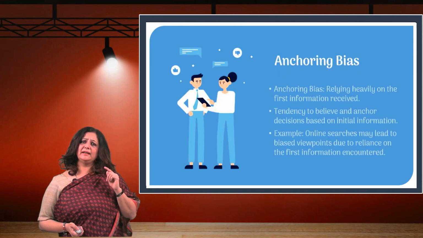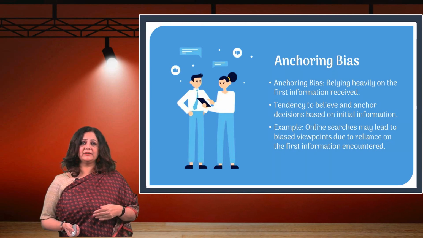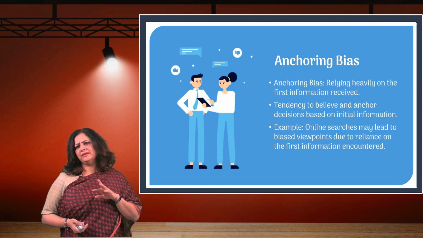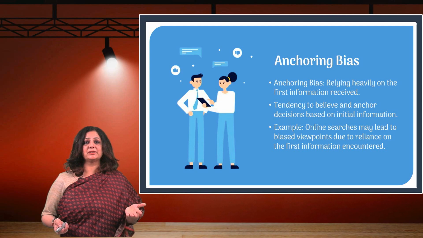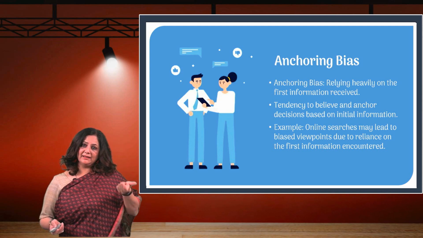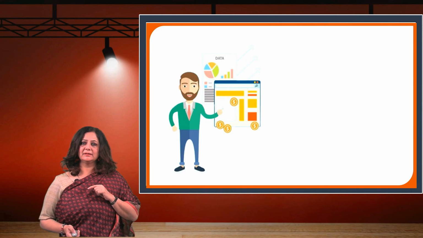Anchoring bias is a tendency to rely heavily on the first piece of information we receive about a situation, person, or thing. So, when we are searching for information online, we will tend to easily believe information that comes up first, and the rest of our decisions or judgments could be anchored to that information, making our viewpoints biased.